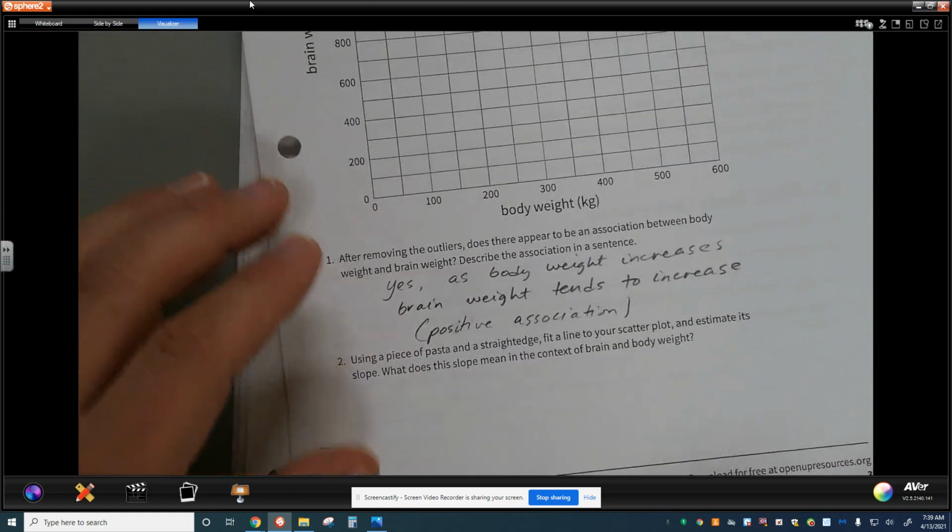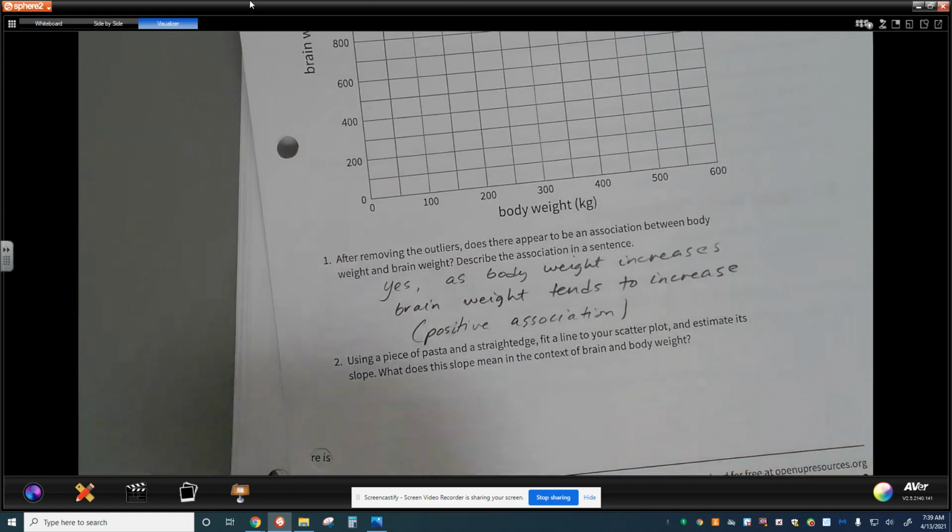It says, using a piece of pasta and a straight edge, fit a line to your scatter plot and estimate its slope. What does the slope mean in the context of brain and body weight? When we do this, they use a piece of pasta on paper because it's just a small single line. They're talking like spaghetti pasta. And you might try it. I just use a ruler when I'm doing this.